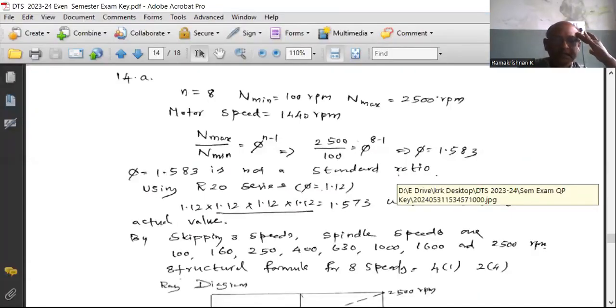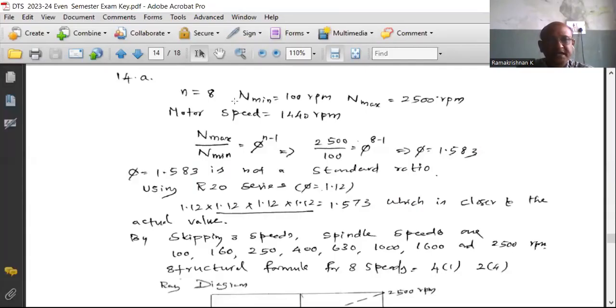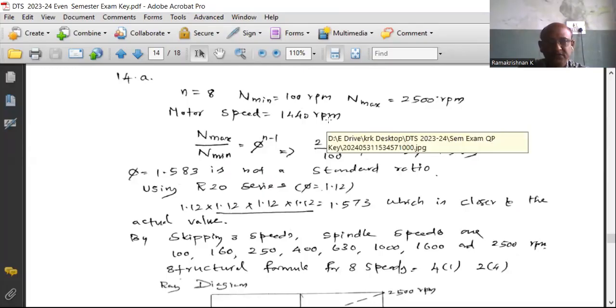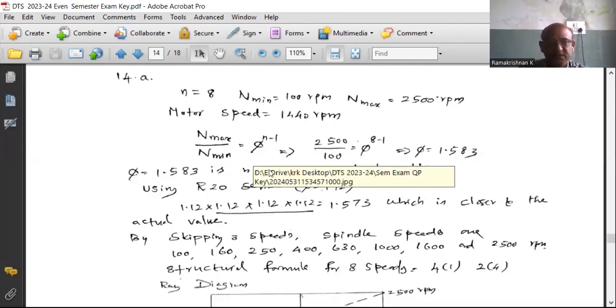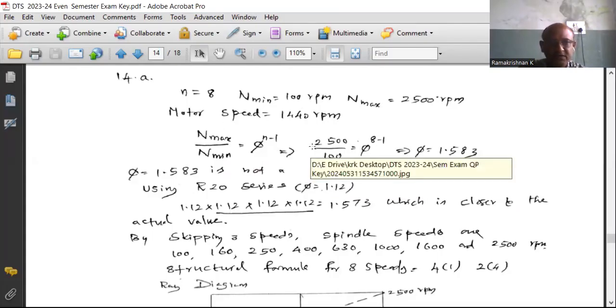Here, the number of output speeds is 8. The minimum speed is 100 as per the problem given. Maximum speed is 2500 RPM. The input motor speed is 1440 RPM. Now we have to first determine the standard step ratio. The formula, as you know, is n max by n min equals phi power n minus 1.